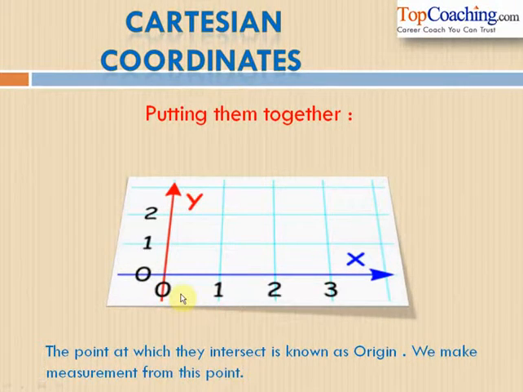We have earlier seen that the point of intersection of the x-axis and the y-axis is known as the origin, and this is actually the reference point. All the measurements of any point on the coordinate plane are done with regard to this point, which is the origin. So the origin acts as a standard point or the reference point.